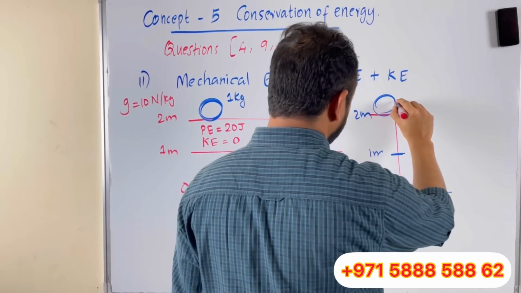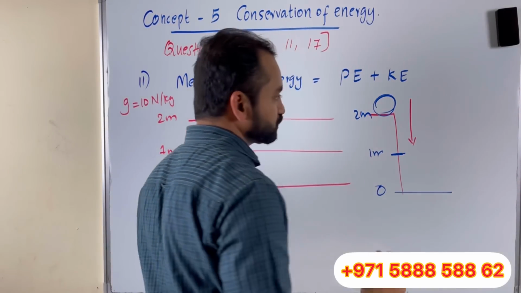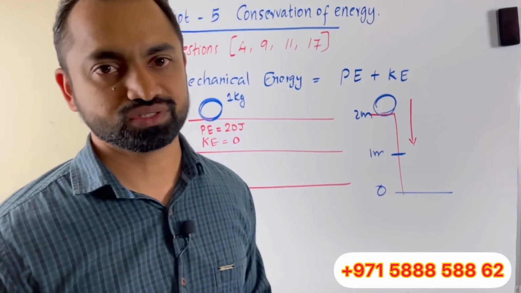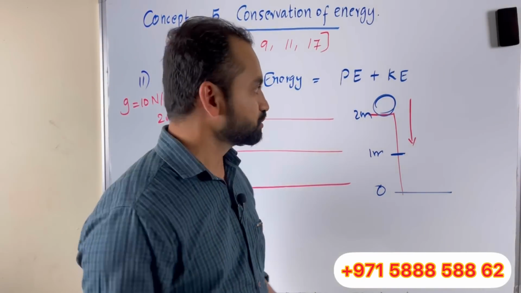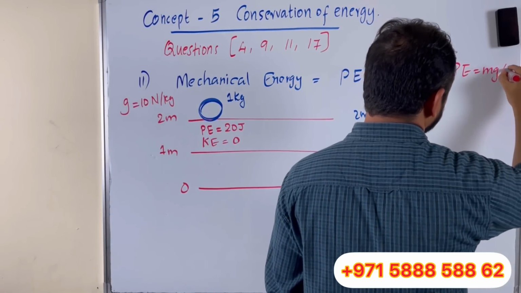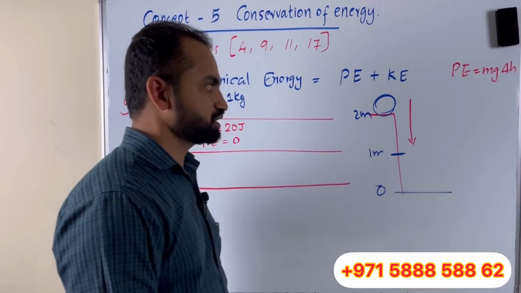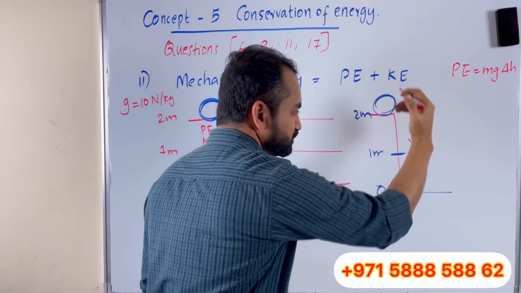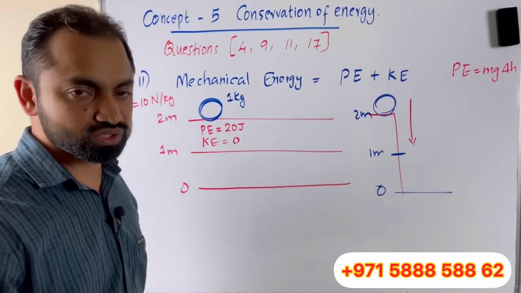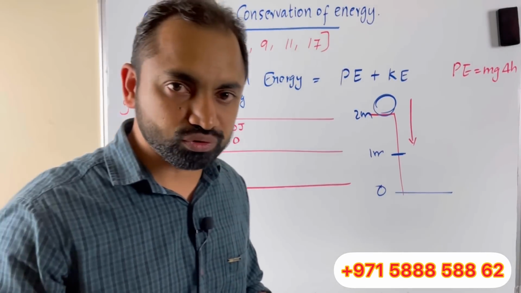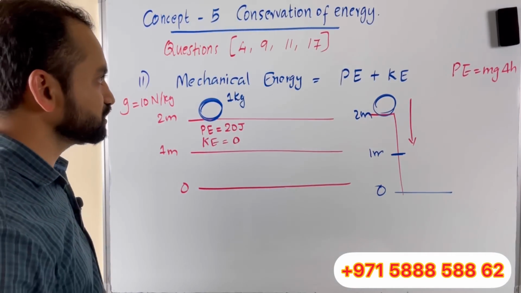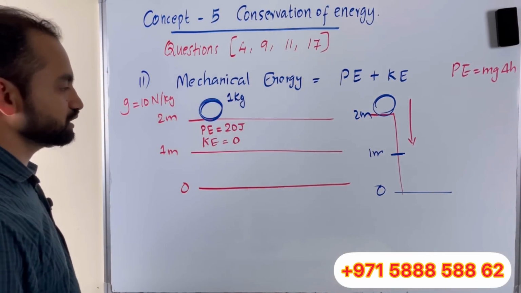Now the ball is falling. When the ball is falling, what happens to its potential energy? The potential energy decreases, because height decreases. Potential energy is equal to mgh, that is, mg multiplied by the difference in height. So when the height decreases, its potential energy decreases. Then according to the law of conservation of energy, the decrease in potential energy will change into kinetic energy. So the decrease in potential energy will be equal to the gain in kinetic energy.